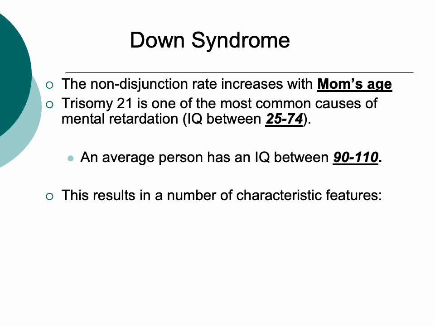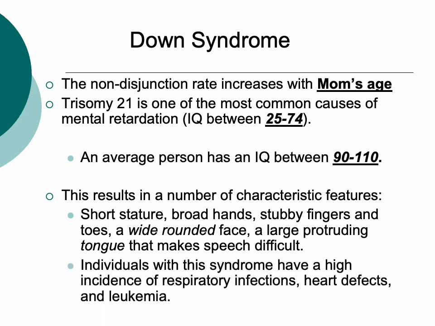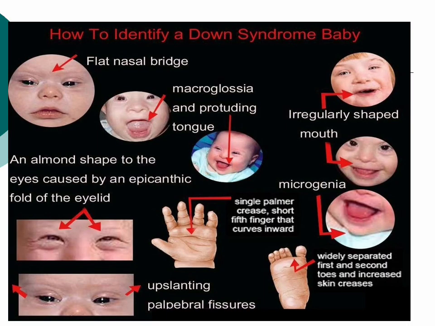Down syndrome would have several characteristic features, which are short stature, broad hands, stubby fingers and toes, a wide rounded neck, and a large protruding tongue, which makes speech difficult. Also, people with Down syndrome would have a high incidence of respiratory infection, heart defects, and some neoplastic diseases such as leukemia.